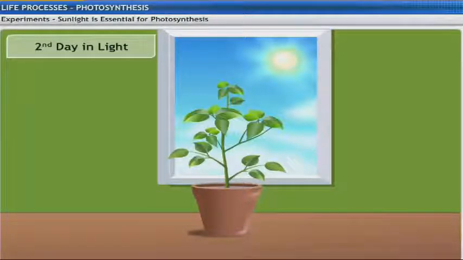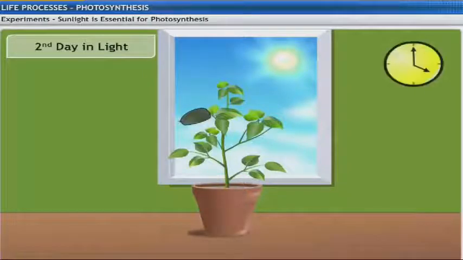Select 2 leaves of approximately the same size from a healthy potted plant. Cover one of the leaves with a black card as shown in the diagram. Place the potted plant in sunlight for several hours. Test both the leaves for the presence of starch using the iodine test.